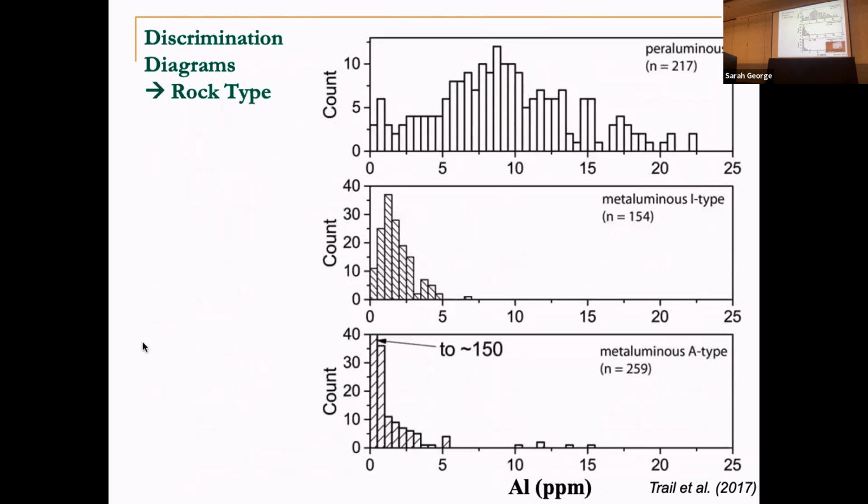We can also do this for thinking about rock type in terms of whether it's a peraluminous or metaluminous melt. Trail et al. 2017 showed that the aluminum content of zircon correlates with its original rock melt type, whether it's peraluminous or metaluminous.